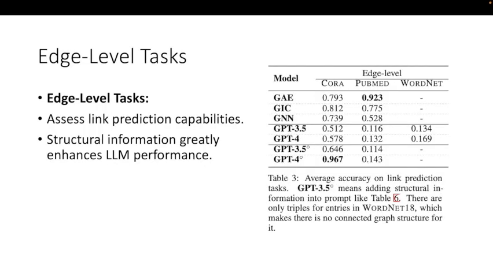In edge-level tasks, the study focused on link prediction capabilities, crucial for understanding the connectivity and relationship strength between nodes. Here, the authors found that incorporating more detailed structural information, such as neighbor node data, significantly improved the performance of LLMs, suggesting that these models can effectively use relational data when available.